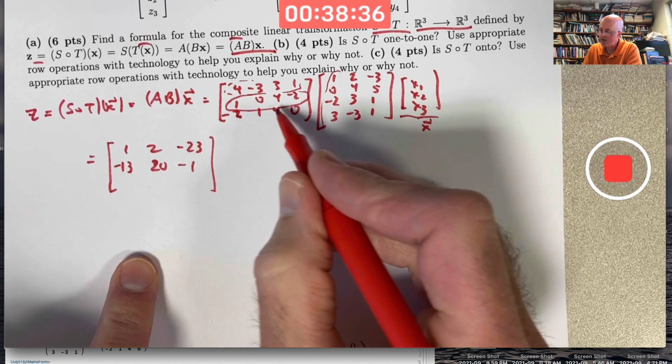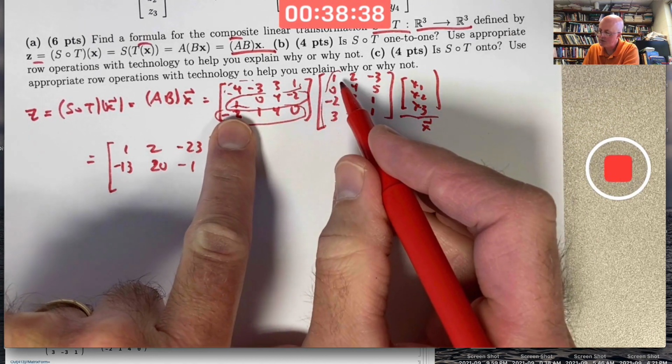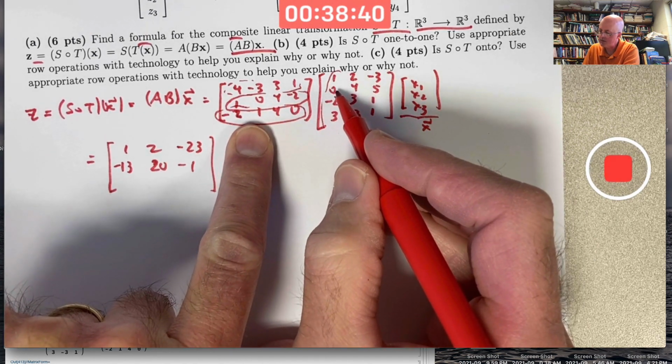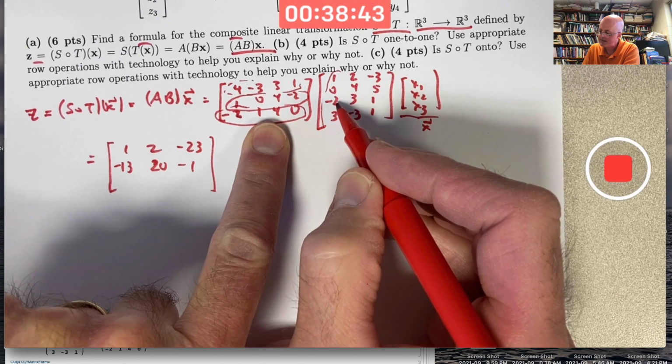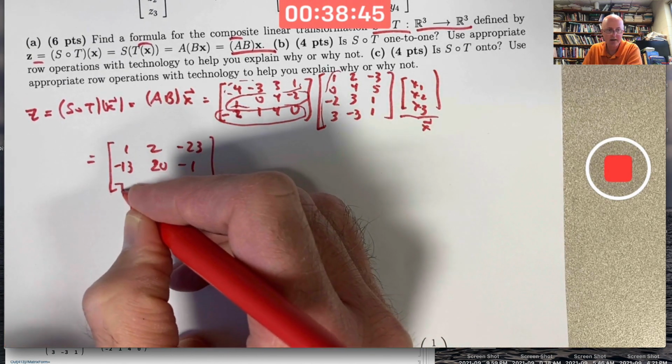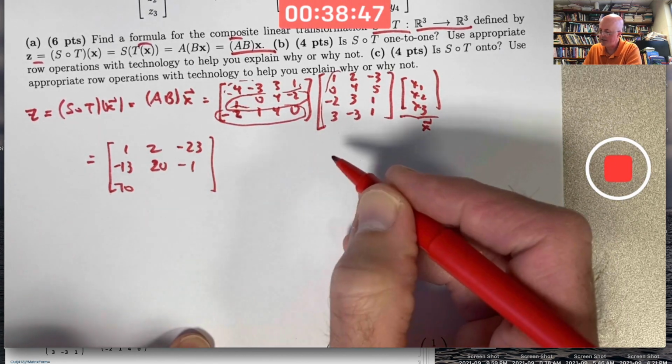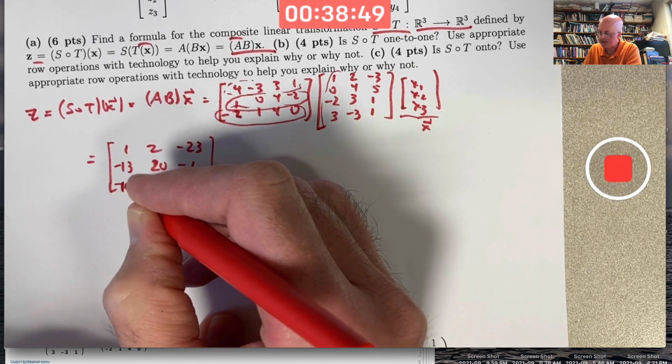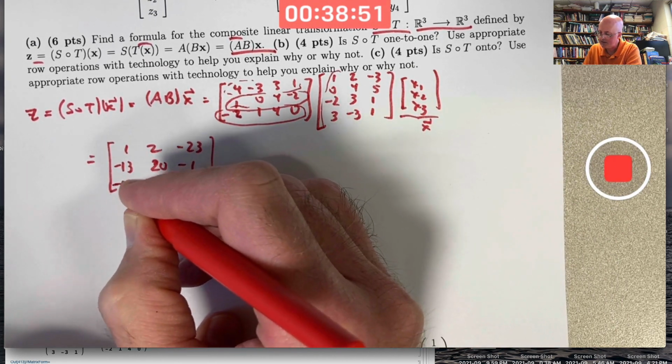For the last row here, I'm looking at the last row here. Negative 2 times 1 is negative 2. Plus 0. Minus 8 is negative 10. Plus 0 is negative 10. Looking at the answer, that's right. Yep, that's a negative 10 there. Not a 70. Negative 10.